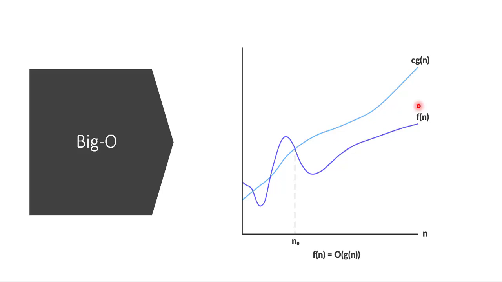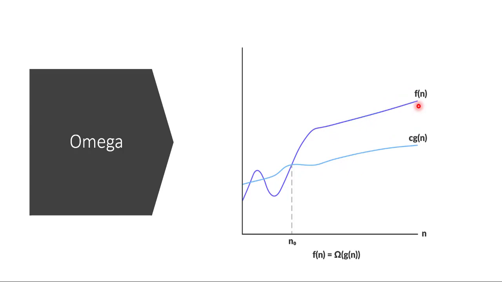Now the third representation is the omega. Big omega notation is used to define the lower bound of any algorithm, or we can say the best case of any algorithm. For the lower bound, you can see c g(n) is below the function f(n), which means f(n) will never go below c g(n). In simple words, when we represent a time complexity for any algorithm in the form of big omega, we mean that the algorithm will take at least this much time to complete its execution. Now, it can definitely take more than this too.